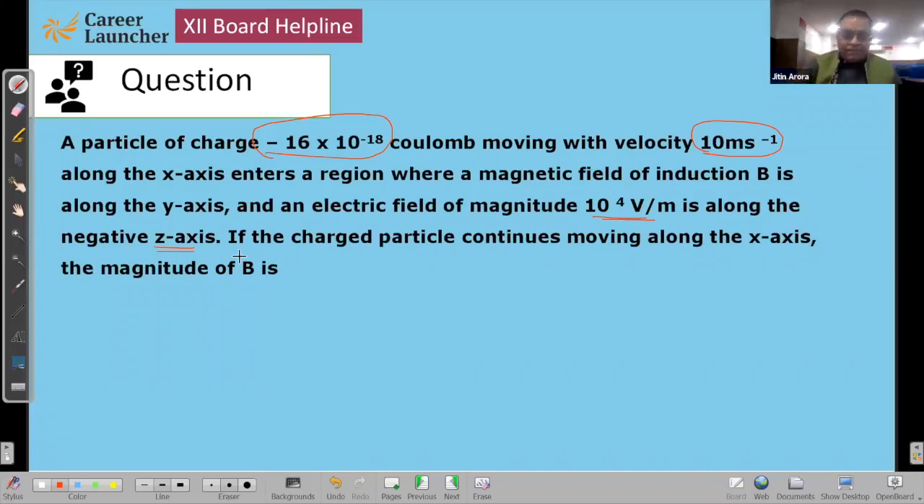सिंपल सी बात है. So if you look at this particle, it is a negatively charged particle and you have it moving in this direction with a speed v. There is a magnetic field in the direction that is along the y-axis and there is an electric field along the negative z direction.